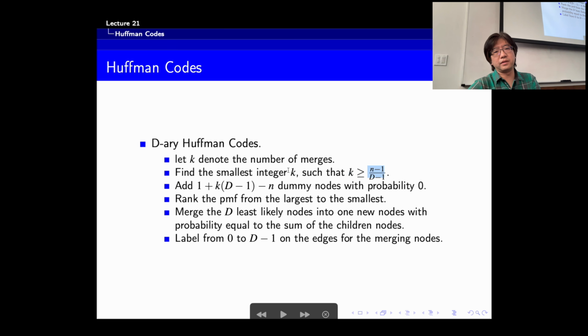Okay, so you determine the number of merges first, right? If this number is an integer, then we're good, right? If it's not an integer, we'll just take the ceiling of it. Okay, and then we know k, right? By knowing k, we can compute the number of dummy nodes using this formula, right? And then we just assign probability 0 to the dummy nodes.